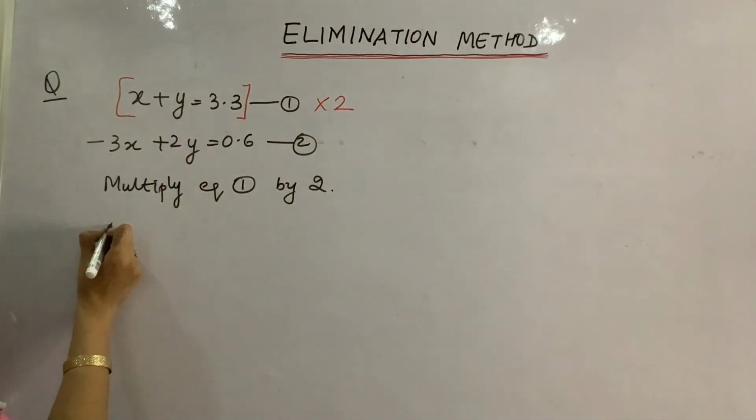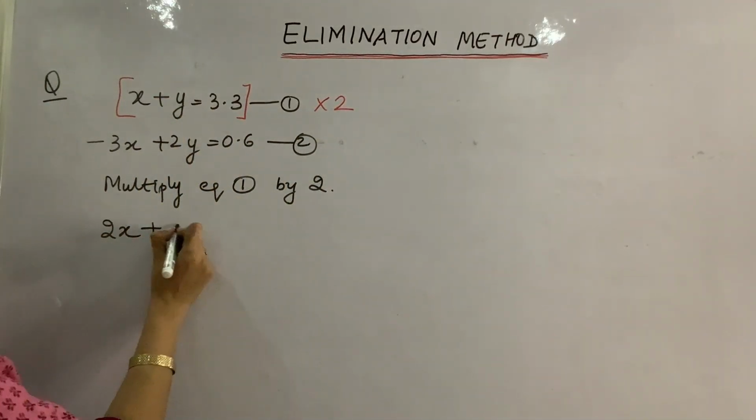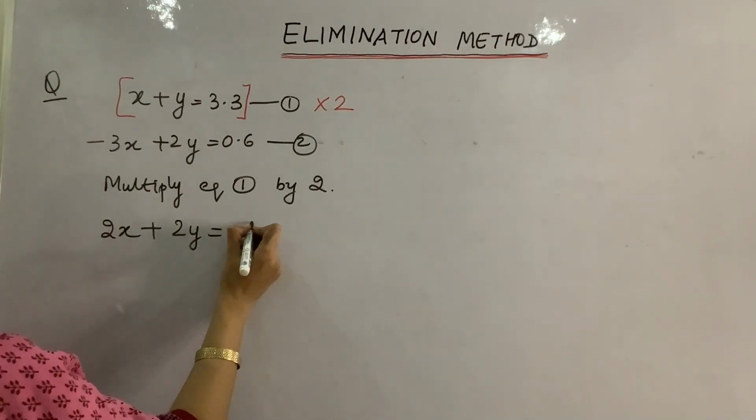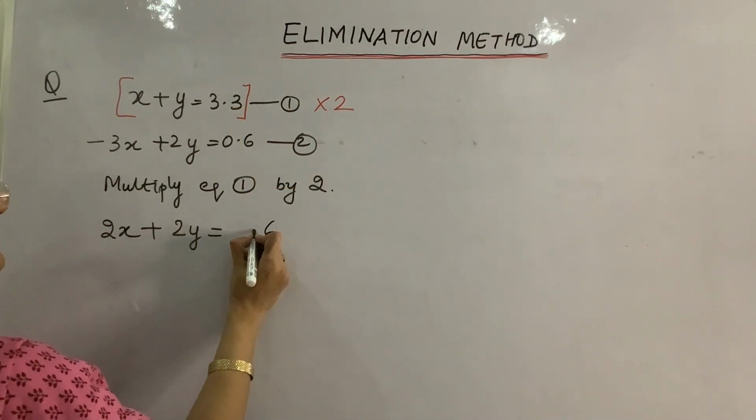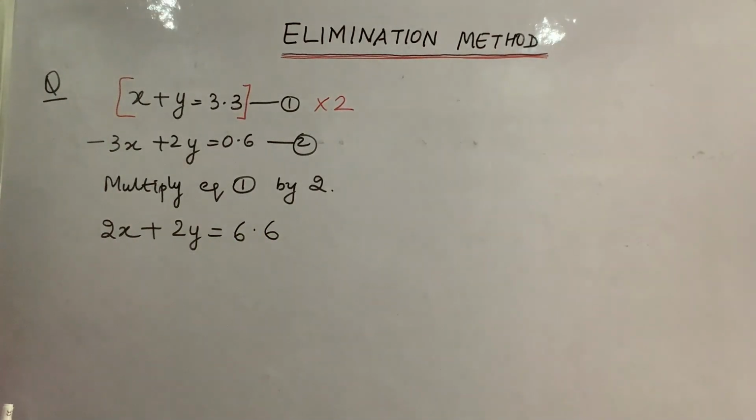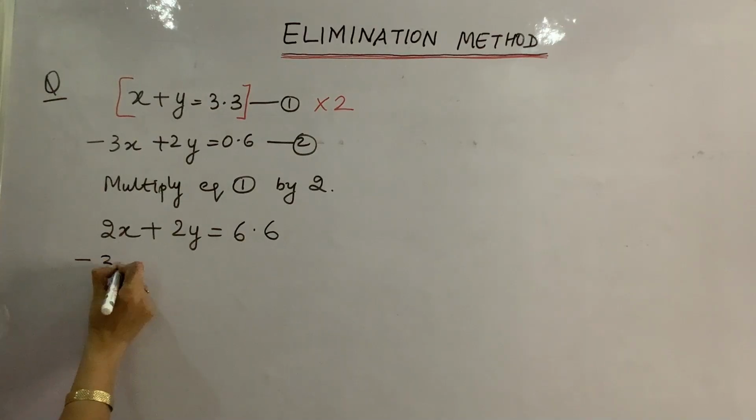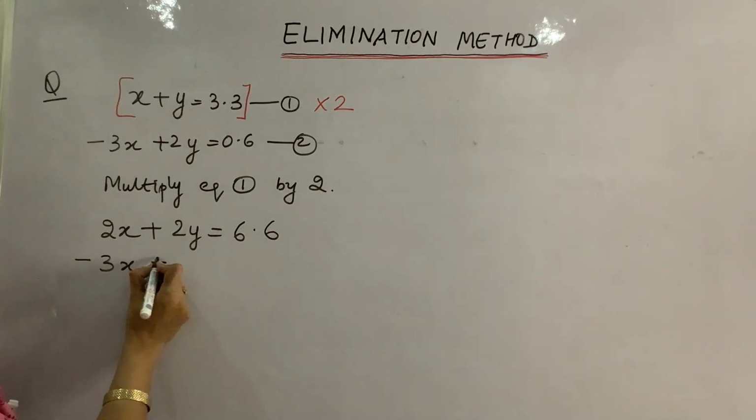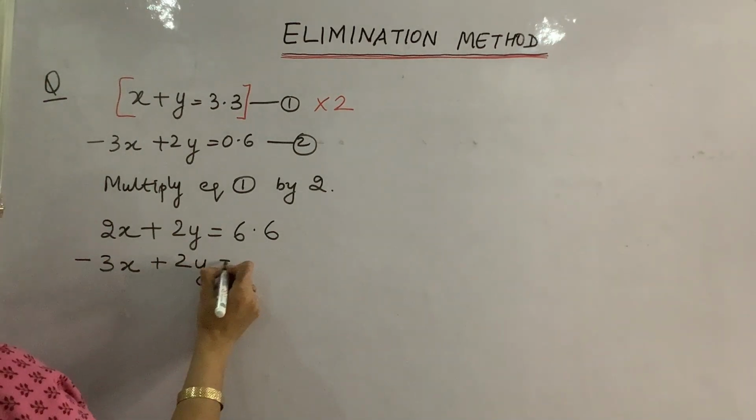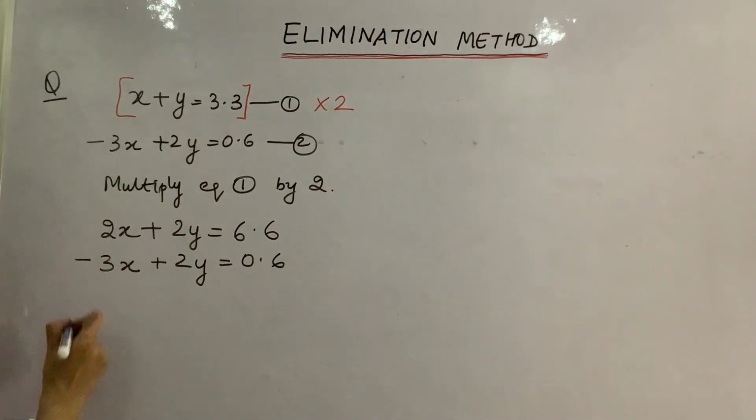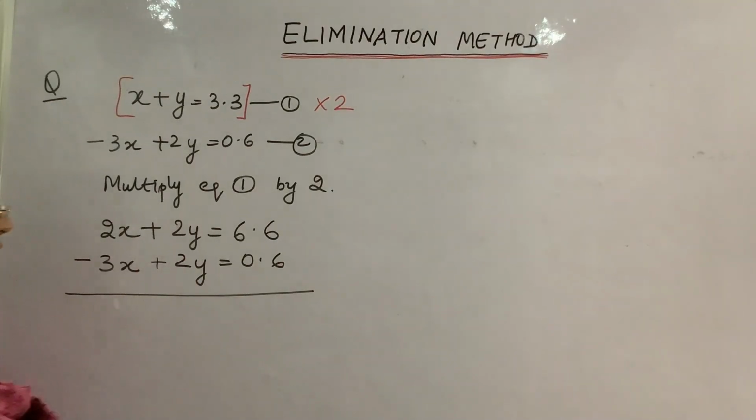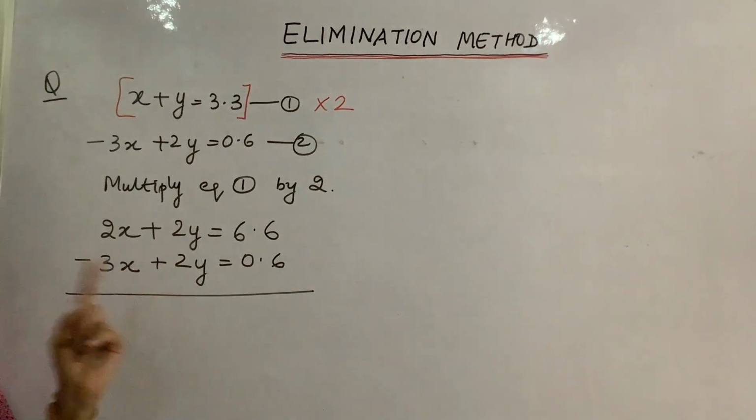So you get what? 2x plus 2y is equal to 2 into 3.3. 2 3s are 6, 2 3s are 6. Simple. Then what about the next equation? Minus 3x plus 2y is equal to 0.6. Now we have equated the coefficients.